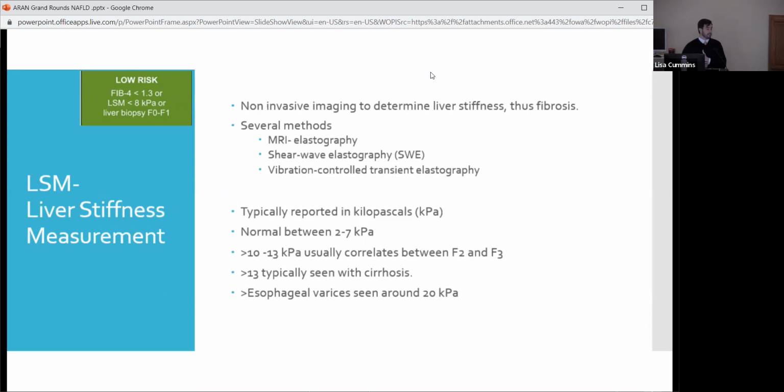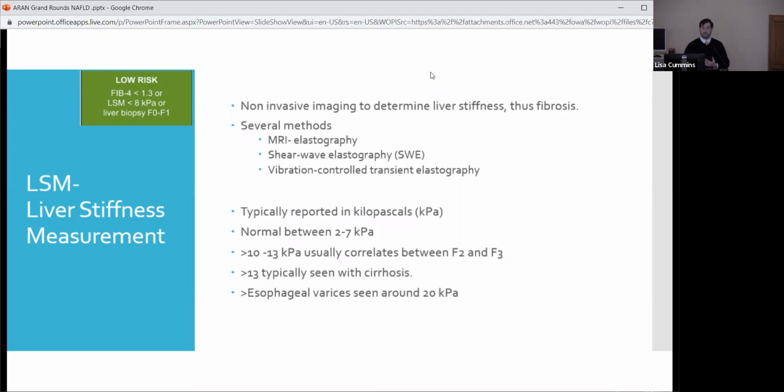The fanciest new way is MR elastography, where you'll actually be in an MRI machine. They'll slap a pad on you. That pad will vibrate, and the MRI will be able to pick up that vibrational rebound and tell you how stiff the liver is.